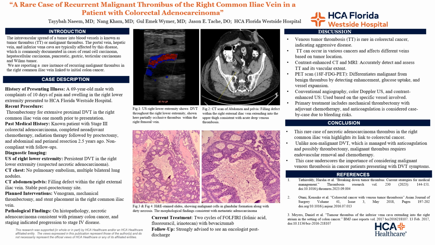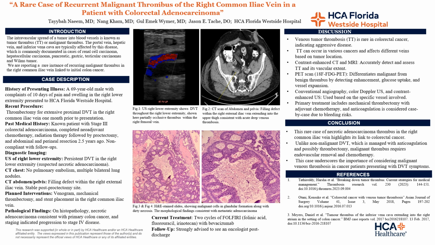So how do we diagnose? The accurate detection and assessment of the tumor thrombus can be achieved using contrast-enhanced CT and MRI. PET scans help differentiate malignant from benign thrombus by detecting enhancement, glucose uptake, and vessel expansion, depending upon the specific vessels involved. Conventional angiography, color Doppler ultrasound, and contrast-enhanced ultrasound can also be utilized.